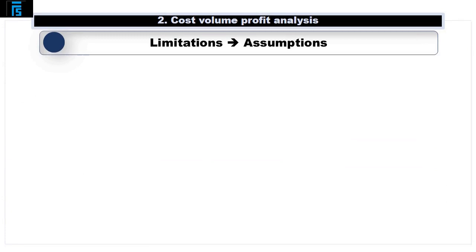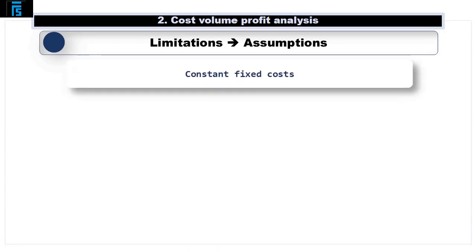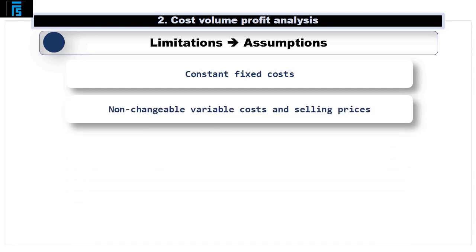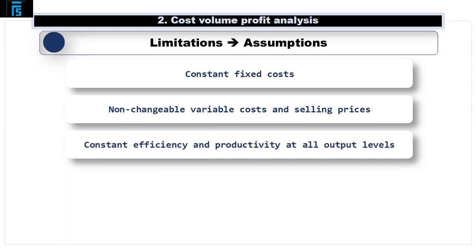various techniques, some of which I have already touched on throughout the video. All of the methods assume that fixed costs are constant at all output volumes, and that there are no stepped fixed costs. The methods also assume that variable costs and selling prices do not change as output and sales volumes change. This implicitly means that we are assuming the efficiency and productivity are also constant at all output levels, and that there is no learning curve effect or price-demand relationships.